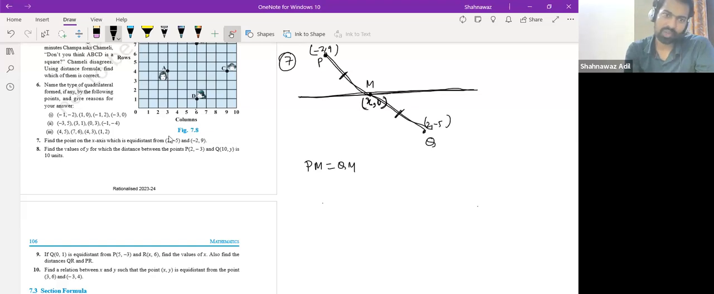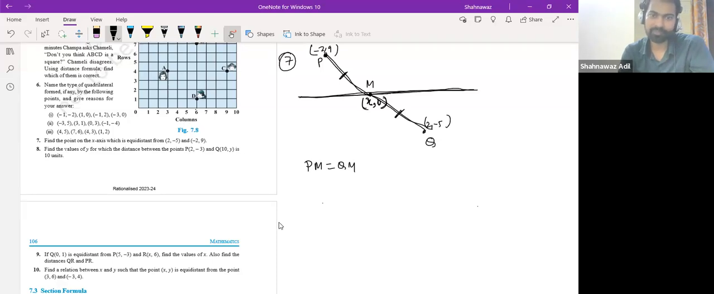Yeah. So we are using the distance formula, right? We are understanding coordinate geometry. So we have to use the distance formula, because this question is about the distance formula. We have to use the distance formula to find the coordinates.